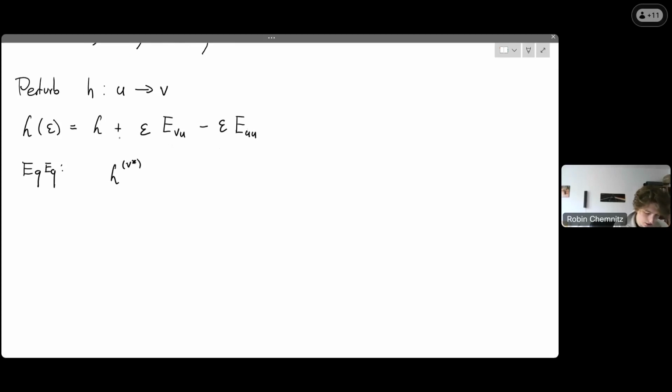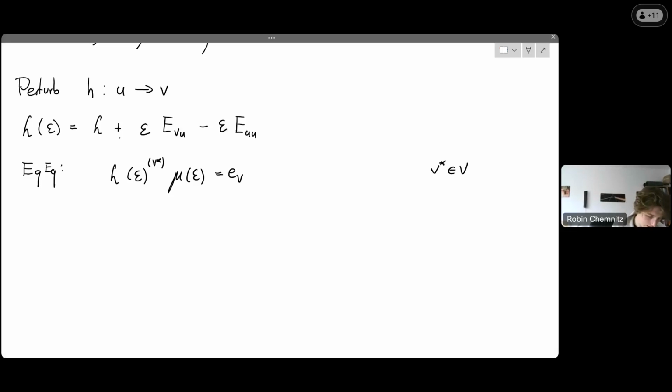I fixed some v star in V. I replaced this row of v star by a bunch of ones, and we do this to the perturbed Laplacian, times mu epsilon equals e v star. This was this if and only if condition for the equilibrium equation, so we can rewrite the equilibrium equation in that way.